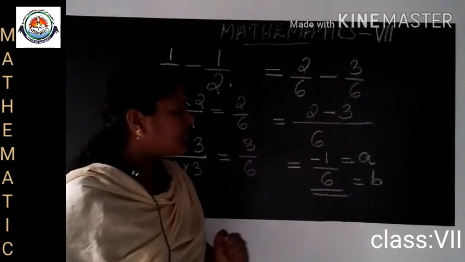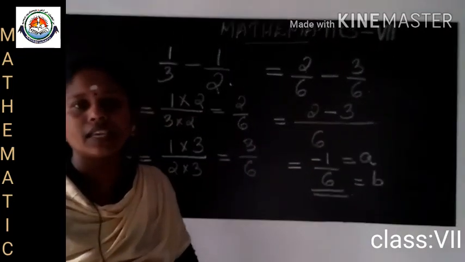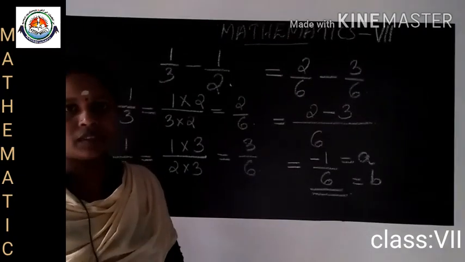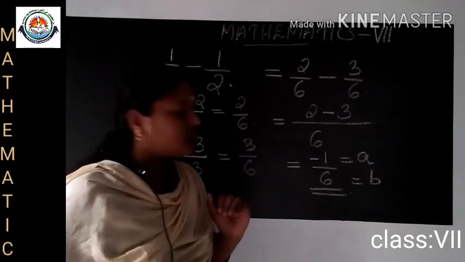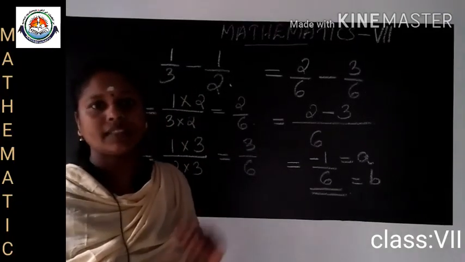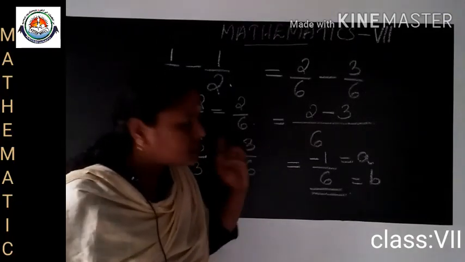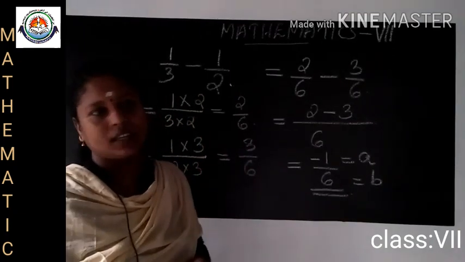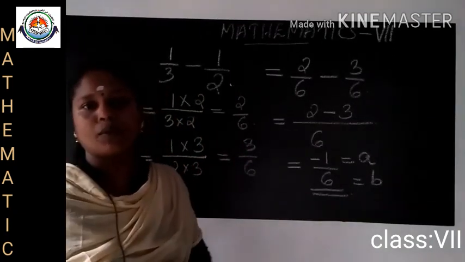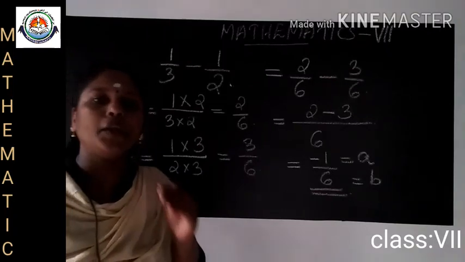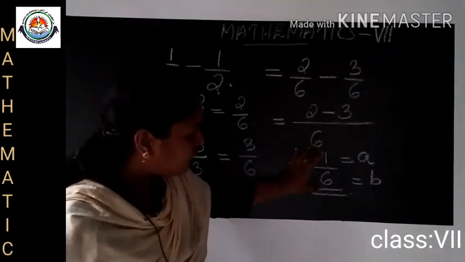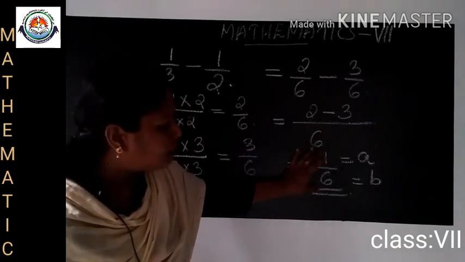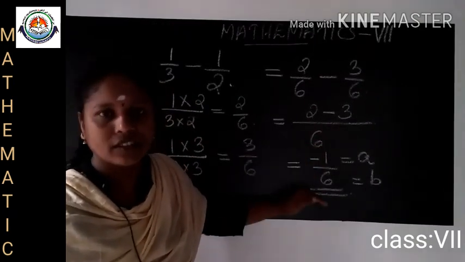So we can't say that negative 1 by 6 is a fraction. It is not a fraction and it is not an integer. Is it an integer? No. And it is not a whole number. It is not a natural number also. So we need a new number system. It is not a natural number, whole number, integer or fraction.